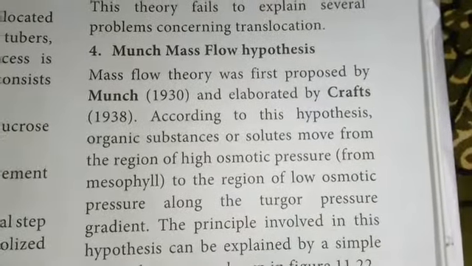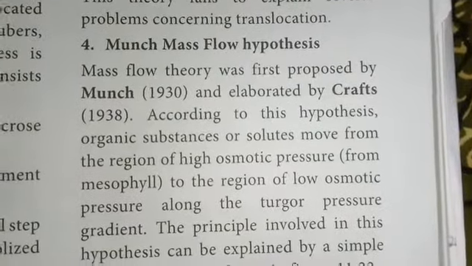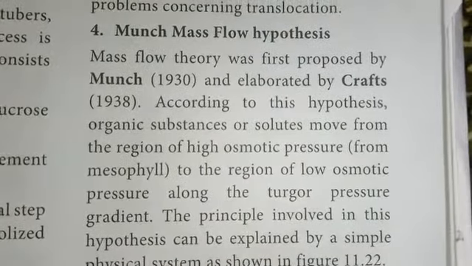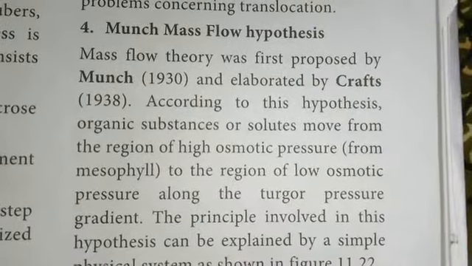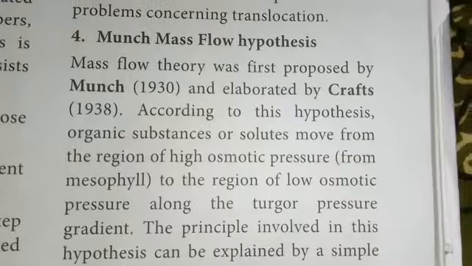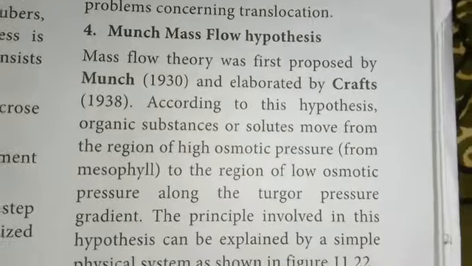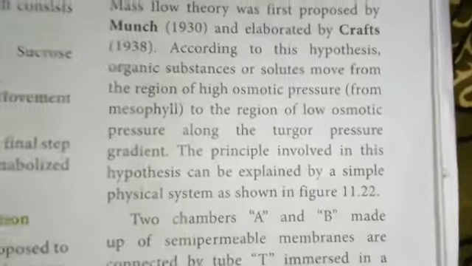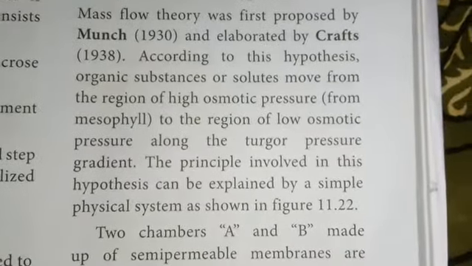Munch mass flow hypothesis. The mass flow hypothesis was first proposed by Munch in the year 1930 and elaborated by Crafts in the year 1938. According to this hypothesis, the organic substance, that is food material, moves from the region of higher osmotic potential, that is the region of synthesis, the source, to the region of low osmotic pressure, that is the sink, along the turgor pressure gradient. The principle involved in this hypothesis can be explained by a simple physical system.